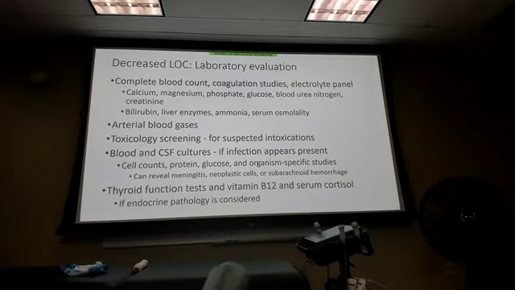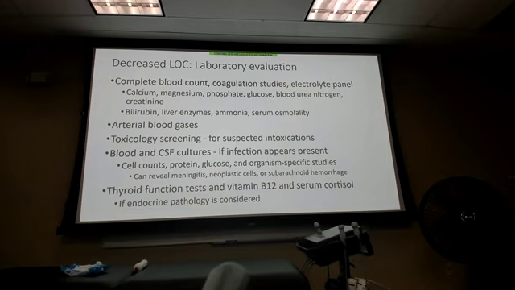Okay. When we're talking about decreased LOC, what kind of labs we want to do, it's the same in every trauma lab, right? All the CMP, CBC, electrolyte panel. We'll also do the liver panel to make sure that we're not dealing with an encephalopathy type picture, okay? Because not everybody who's found down is a trauma patient. We want to do our internal blood gas, toxicology screening. If they are febrile or have a super high white count, we'll do blood cultures. We may do a lumbar puncture to get CSF, okay?